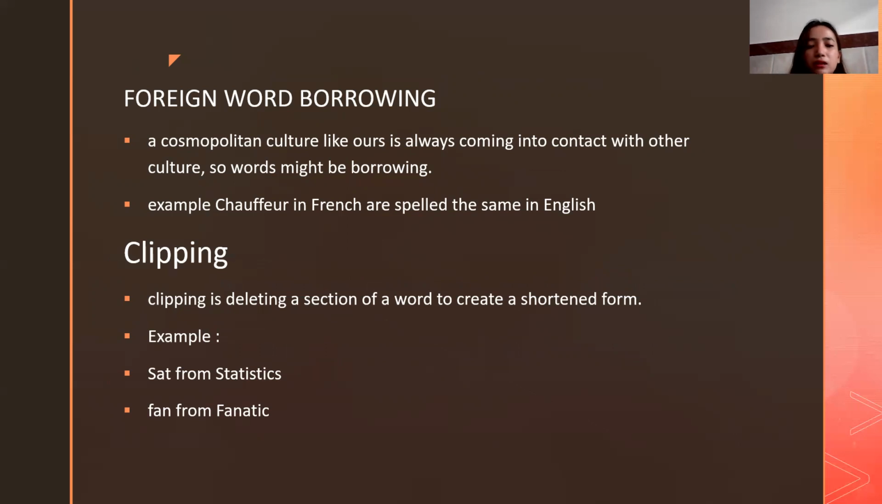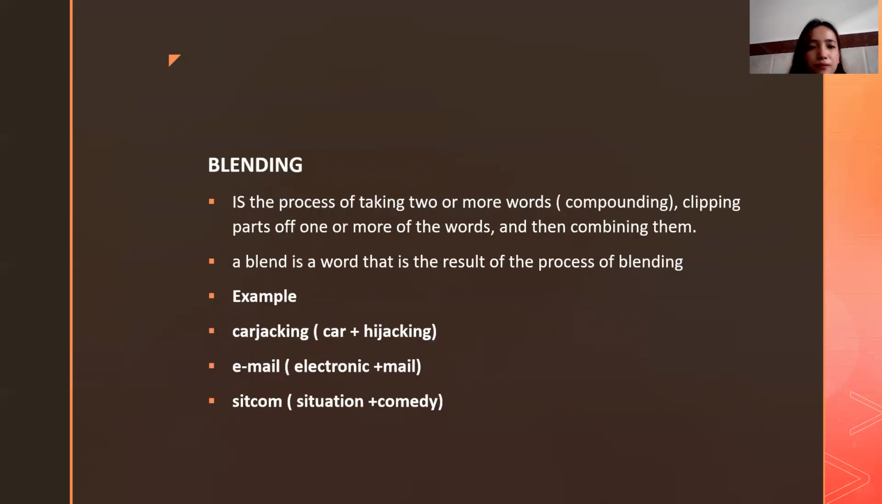Clipping is deleting a section of the word to create a shortened form. Example: stat comes from statistic, fan comes from fanatic. Blending is the process of taking two or more words, clipping part of one or more of the words, and then combining them. A blend is a word that is the result of the process of blending. Example: carjacking comes from car plus hijacking, email from electronic plus mail, and sitcom from situation plus comedy.